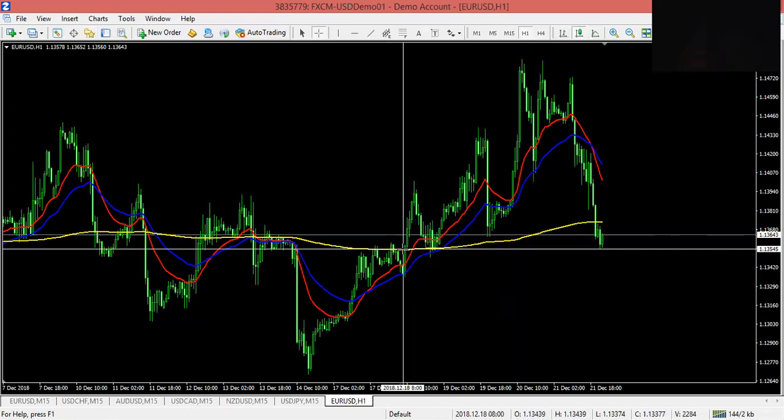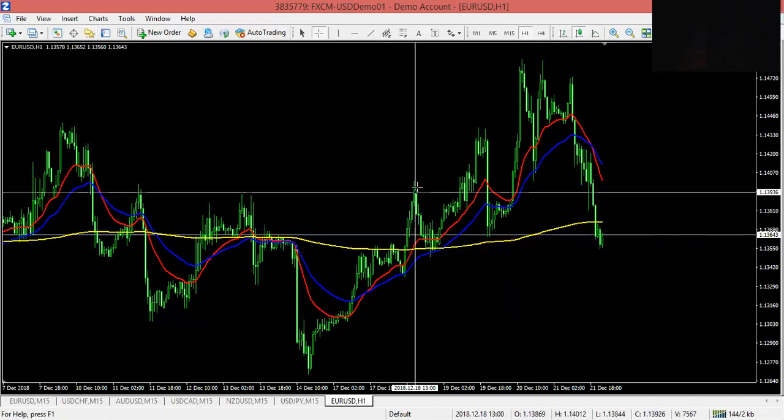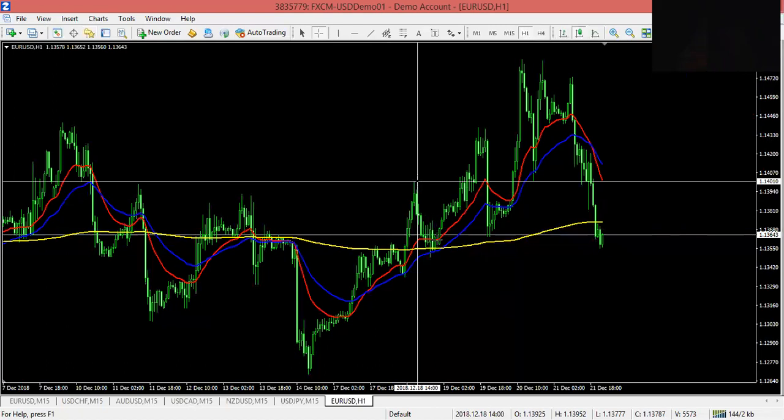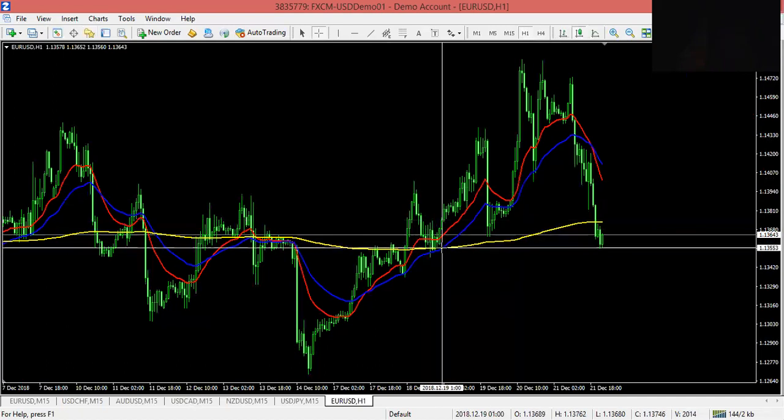Okay. Now, after it crossed the yellow, you notice that it still came back down. Yes, that's what we call retracement, or I would rather call it a pullback. You can call it retracement, you can call it pullback, you can call it flag.